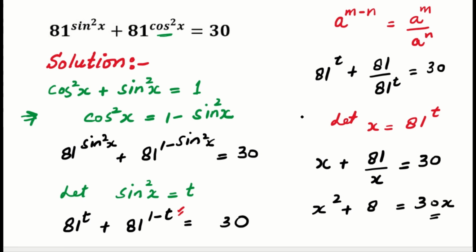So bring 30x from the right hand side to the left hand side, and our equation will become x square minus 30x plus 81 is equal to 0. It is 81, not 8. So we will write this expression again once, that is x square minus 30x plus 81 is equal to 0. It is a quadratic equation.